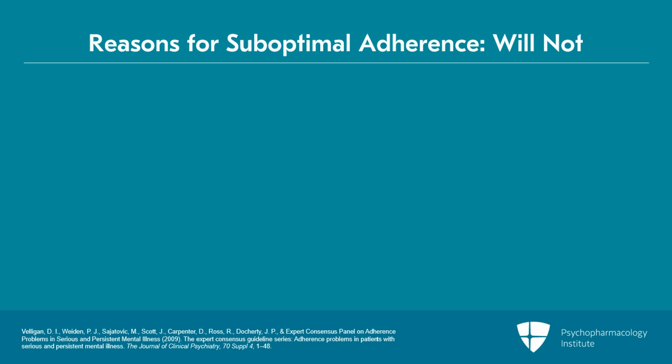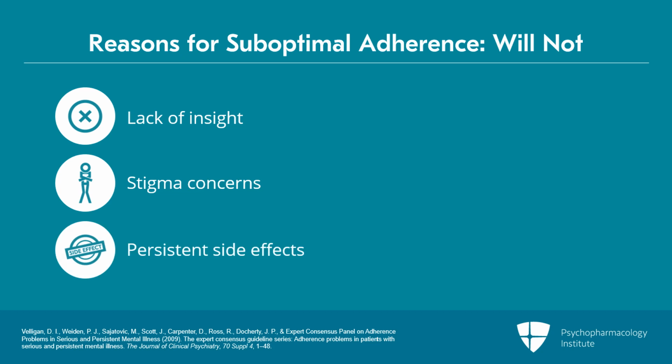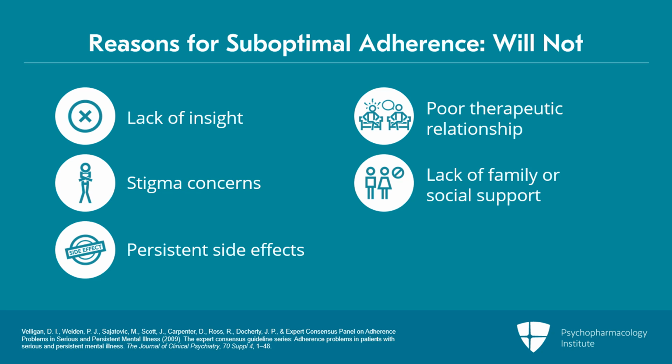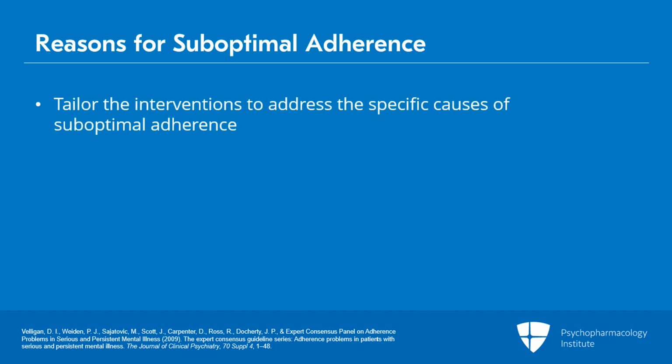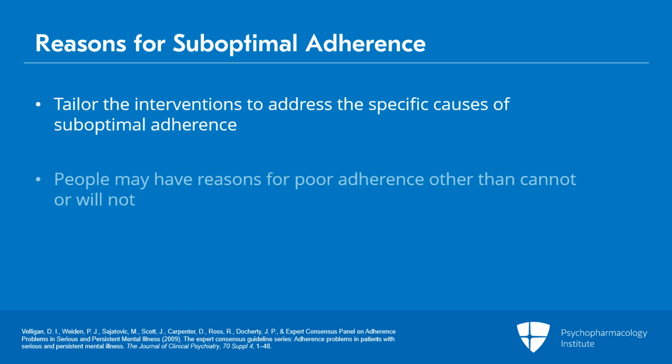Or they will not take the medication. That could include lack of insight, stigma concerns. Persistent side effects could go into this, a poor therapeutic relationship, lack of family or social supports, and again, persistent symptoms also. So ideally, you want to tailor the interventions to address the specific causes of suboptimal adherence based on those variety of factors. And I do want to say that even though we have this nice little algorithm here, often we can have people that might have some reasons for poor adherence that are in the cannot profile as well as in the will not profile.